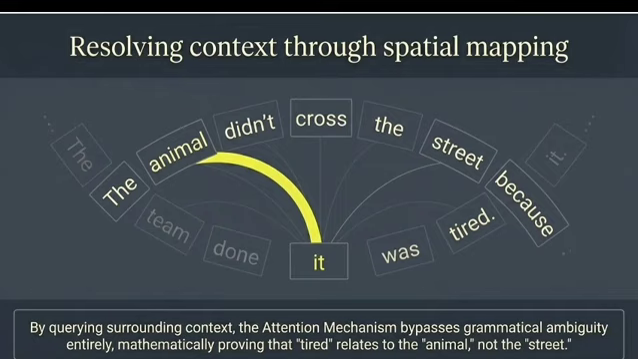It refers to the animal, but the model wouldn't be able to understand in the same way because it doesn't have the consciousness which we have. It needs to understand based on mathematical representations. So through spatial mapping, the model will be able to understand that it means the animal rather than something else within the same sequence.